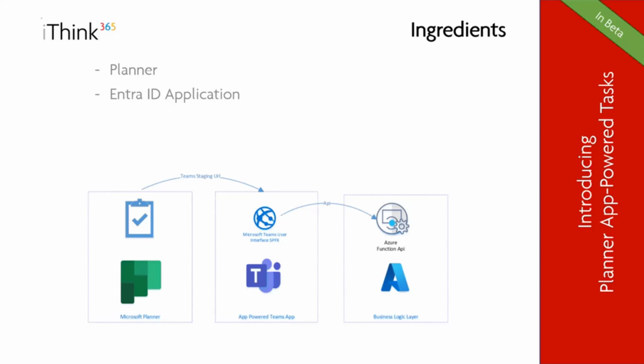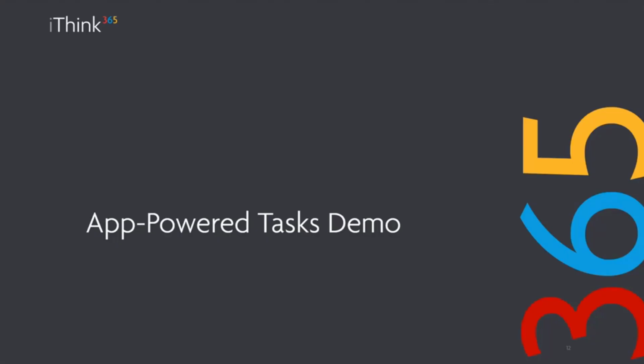In this example, we have an SPFx Teams app, which, why would you not use SharePoint Framework to do this? And we then have an Azure function to process the activities from that Teams app. So as you can see, Planner calls something called a Teams staging URL, which opens up your Teams app in a nice dialog, and then that's going to show our SPFx application, and then that application is going to work with the tasks using the Azure Function API. So let's go into a demo.